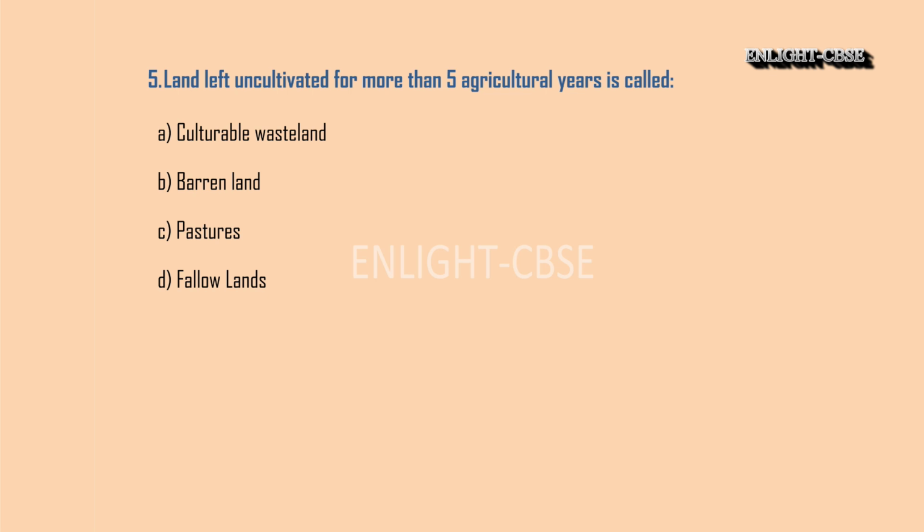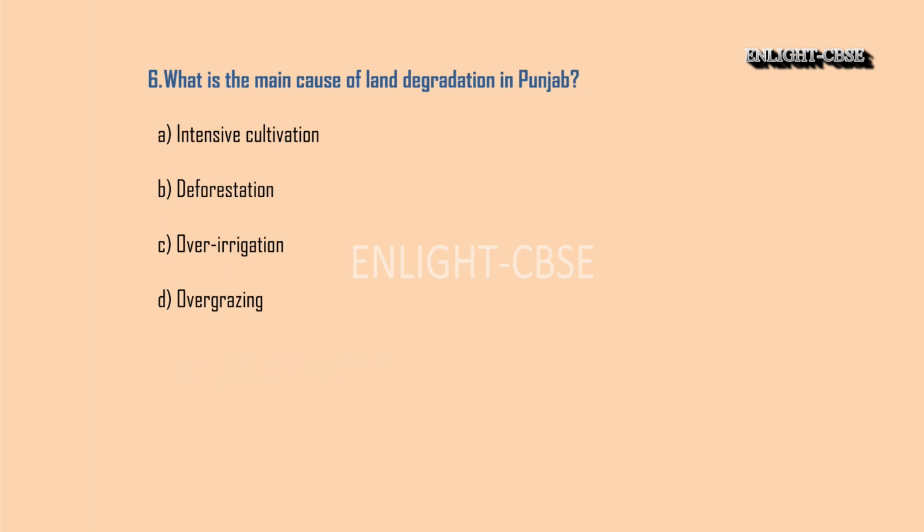Question 5. Land left uncultivated for more than 5 agricultural years is called A. Culturable wasteland. B. Barren land. C. Pastures. D. Fallow lands. Answer: culturable wasteland.